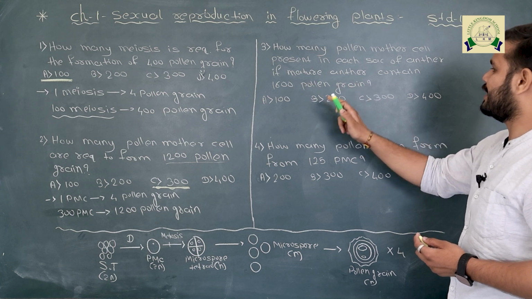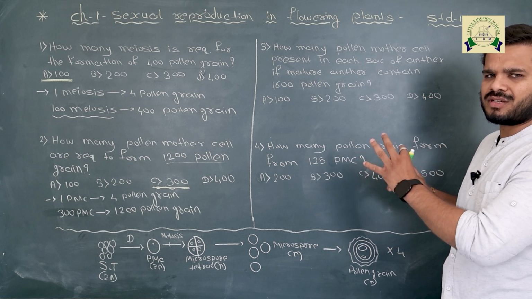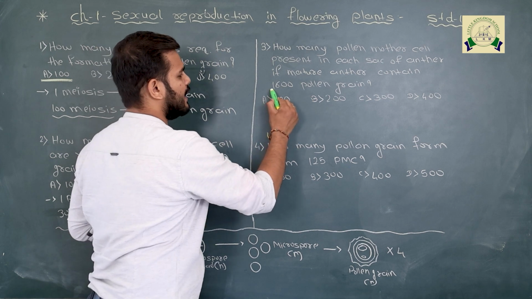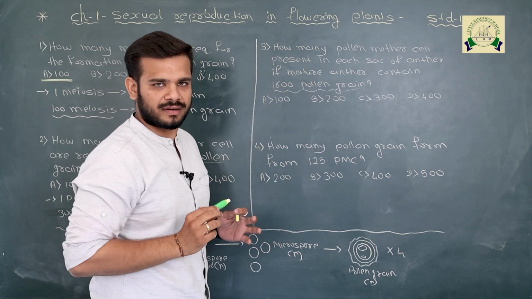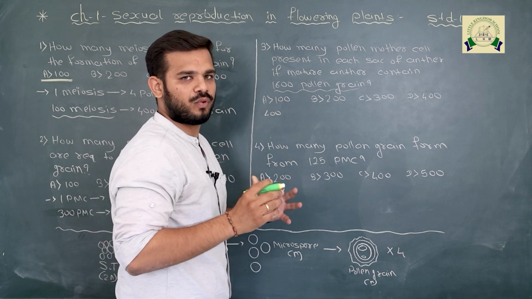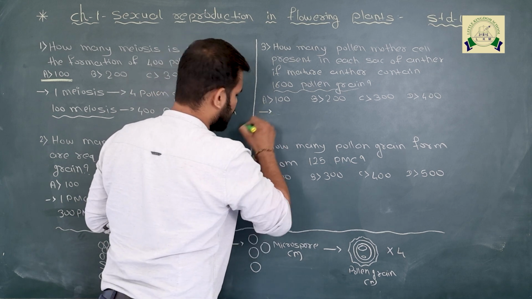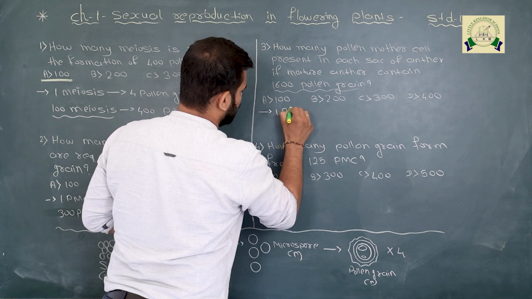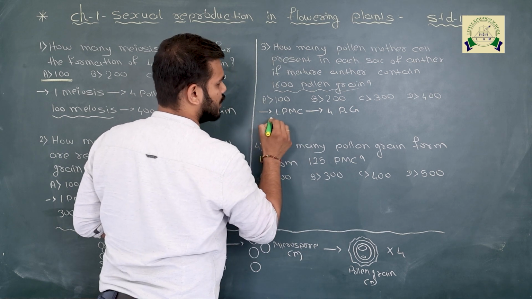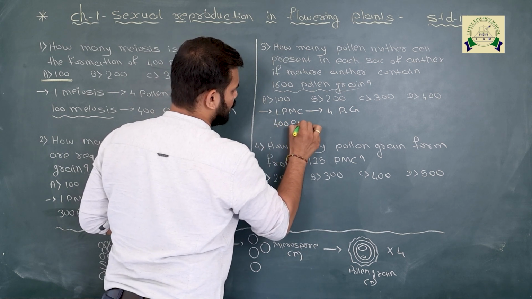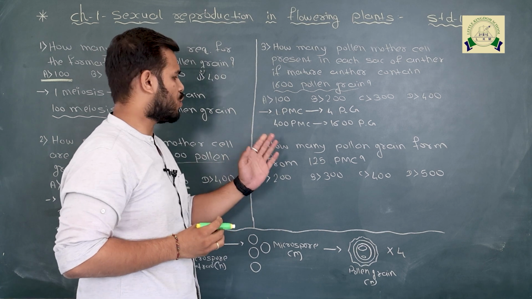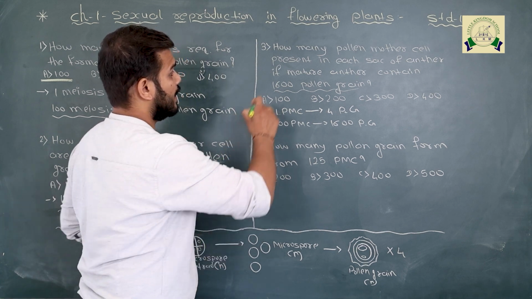If a mature anther contains 1600 pollen grains, this one is a quite tricky MCQ. Let's solve it. First of all, if a mature anther contains 1600 pollen grains, then that means there are a total of 400 pollen mother cells. Let's write from the beginning. Simple. One pollen mother cell produces 4 pollen grains. That means a total of 400 pollen mother cells produce 1600 pollen grains. But the answer is not 400 pollen mother cells, because the question is how many pollen mother cells are present in each sac.